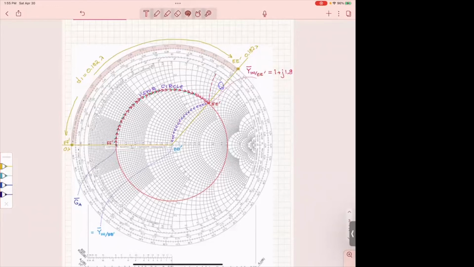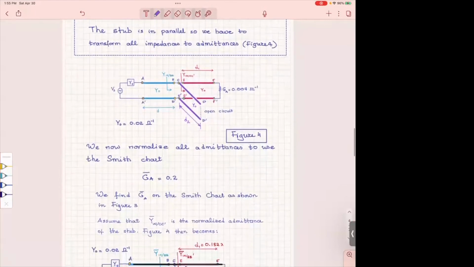We start at 0 lambda, which is here. Then we read the distance here, which is 0.182 lambda. And therefore D1 is 0.182 lambda. Now, it's already less than a quarter. A quarter of a wavelength is there. So this is where a quarter of a wavelength is from the beginning. Here, this says 0.25 lambda. So we already satisfy the condition that D1 has to be less than a quarter of a wavelength. And we have found this.